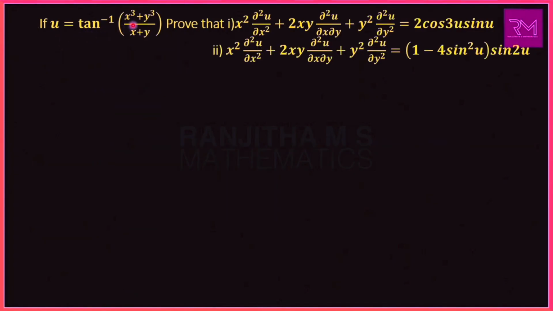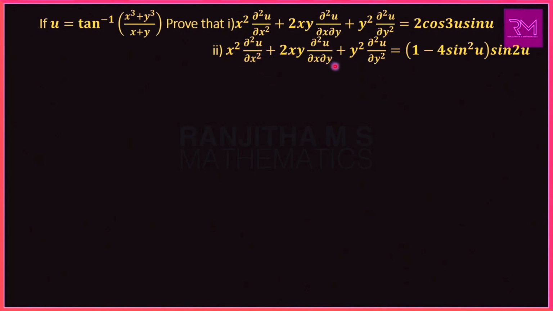If u is equal to tan inverse of (x cube plus y cube) by (x plus y), prove that x square into del square u by del x square plus 2xy into del square u by del x del y plus y square into del square u by del y square is equal to 2 cos 3u into sin u.